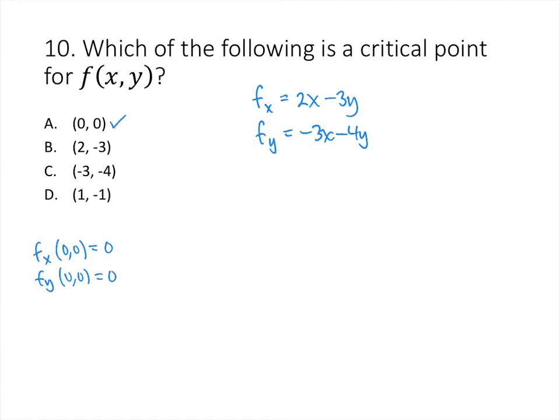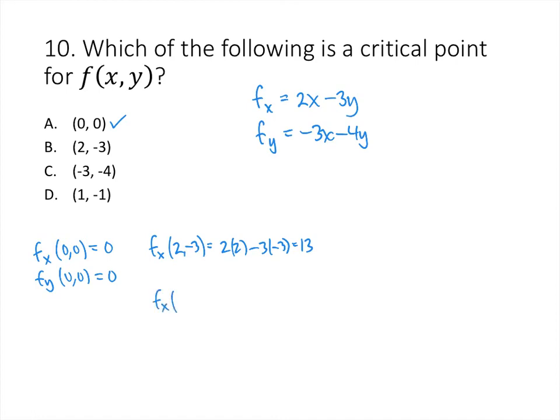Let's just make sure that we don't get any other critical points for our other choices. So f sub x at the point (2, -3) is going to be 2 times 2 minus 3 times -3. That's going to be 13. And really at that point we can stop, because to be a critical point, both partial derivatives have to equal 0, and here already we see that the x partial derivative isn't equal to 0, so we don't even have to try the y partial derivative.